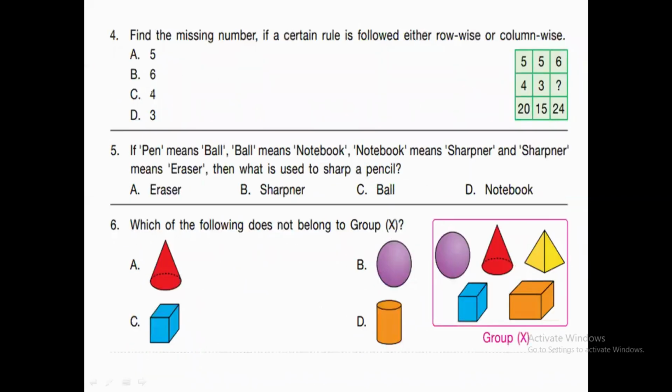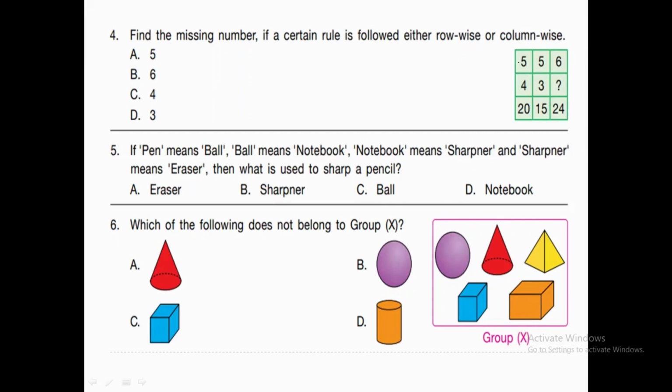Now let's move to question number 4. In question number 4, you need to find the missing number if a certain rule is followed either row wise or column wise. First we need to find the rule which is followed over here. Then we have to find out which number should be at the place of the question mark. So what is the rule being followed over here?